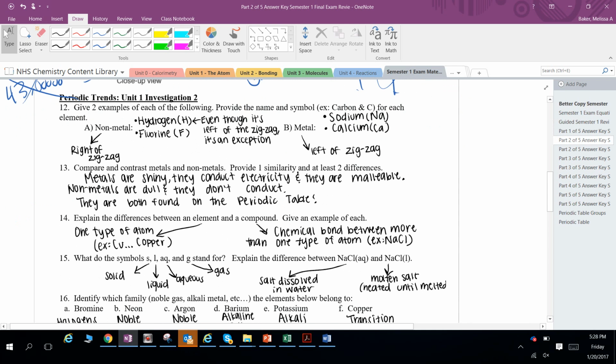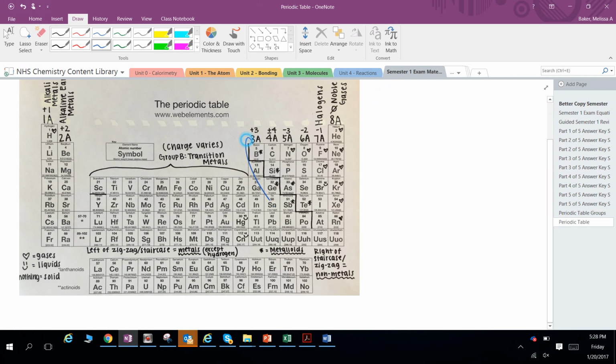Periodic trends. Give 2 examples of each of the following. Provide the name and the symbol for each element. So it wants you to give some examples of nonmetals and some metals. So let's go to the periodic table. This zigzag is telling you, okay, everything on the right side is a nonmetal plus hydrogen, because hydrogen is an exception. Everything to the left of the zigzag is a metal.